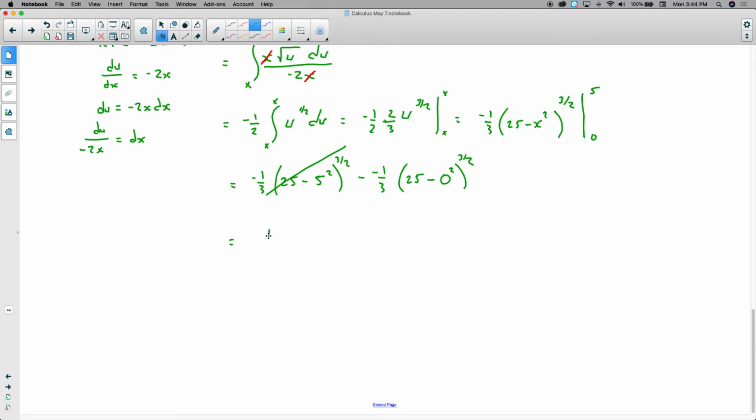Okay, so this one zeroes out, bam, because you get 0 in there. That's a double negative for 1/3. And then that's 25 to the 3/2 power, which is, what is that? That's the square root of 25, 5 cubed, that's 125. So there we go, 125 thirds. I showed all my work.